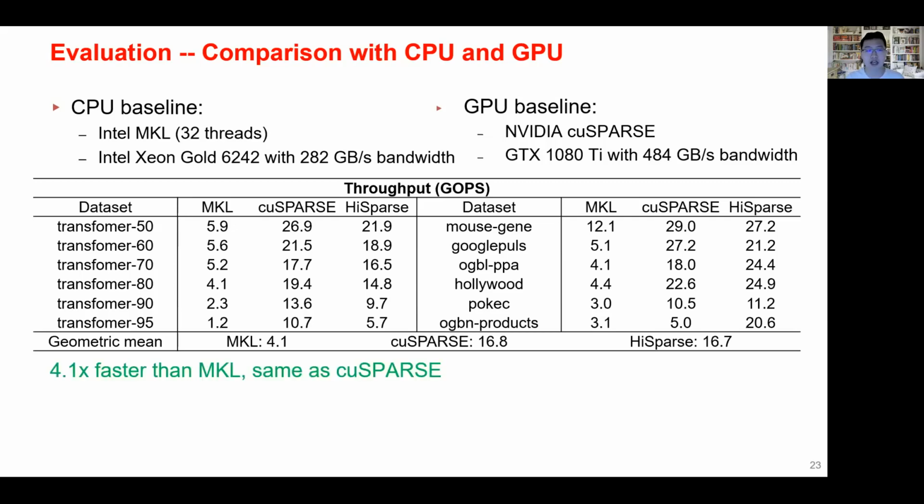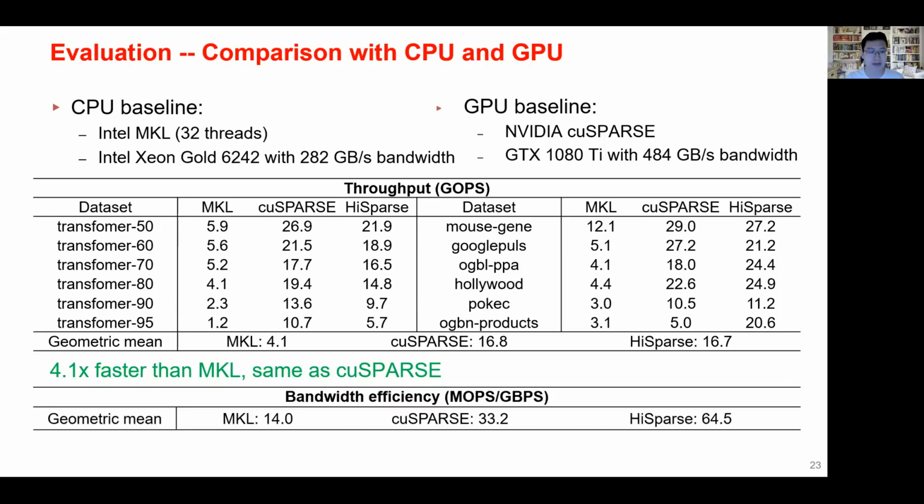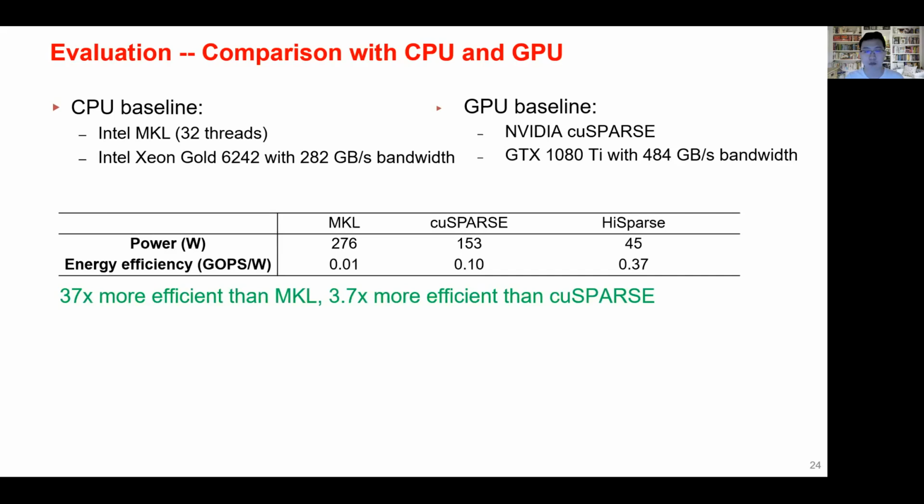In general, HiSparse is 4.1x faster than MKL, and the throughput is almost the same as cuSPARSE. As for bandwidth efficiency, our design is 4.6x more bandwidth efficient than MKL, and almost 2 times higher when compared to cuSPARSE. As for energy, our design is 37x more energy efficient than MKL and 3.7x more energy efficient than cuSPARSE.